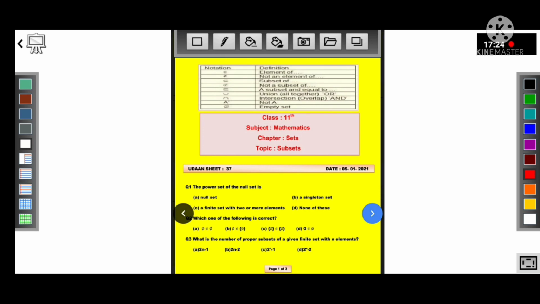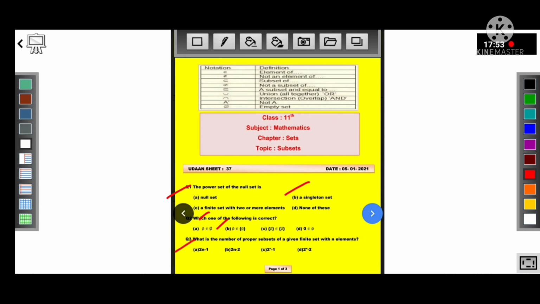Next, the power set of the null set is a singleton set. Next question, which one of the following is correct? Now B is the right option, that is phi belongs to the set {phi}.